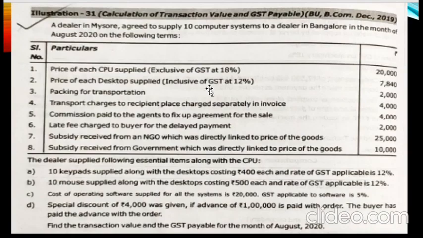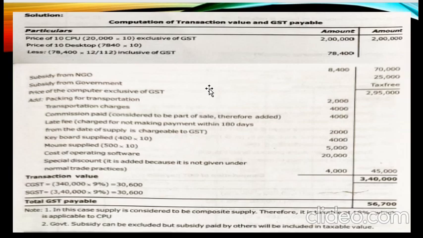Then there is a subsidy which is received from the government which was directly linked to the price of the goods. As I've told, a subsidy received from the government will not be taken into consideration for finding out the transaction value. Only subsidies received from others apart from the government will be taken. So a subsidy which is received from the government is tax free.